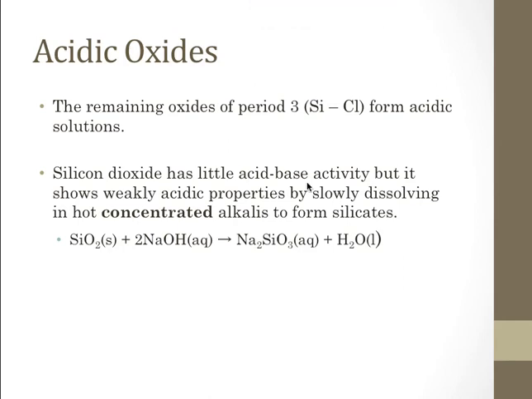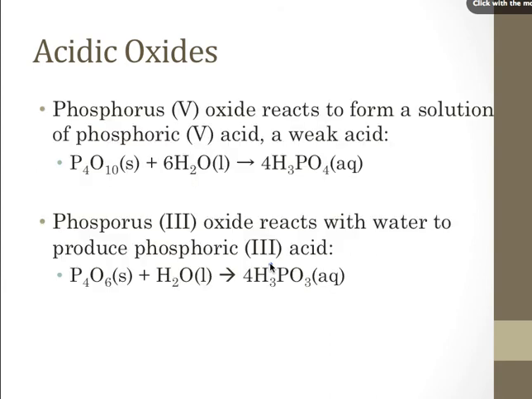Okay, the remaining form acidic solutions. If we look at silicon dioxide, it has little acid-base activity, but it does show weakly acidic properties by slowly dissolving in hot concentrated alkalis or basic solutions to form silicates. Looking more at the acidic oxides, phosphorus(V) oxide, that's what the V means, reacts to form a solution of phosphoric acid, a weak acid.